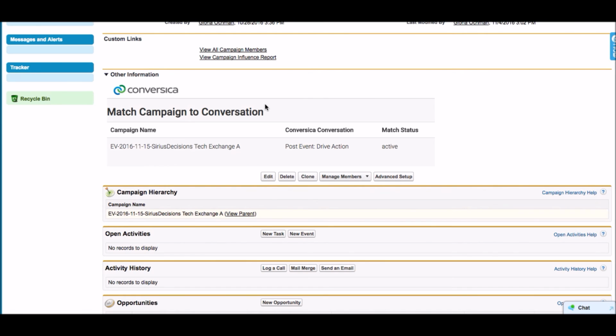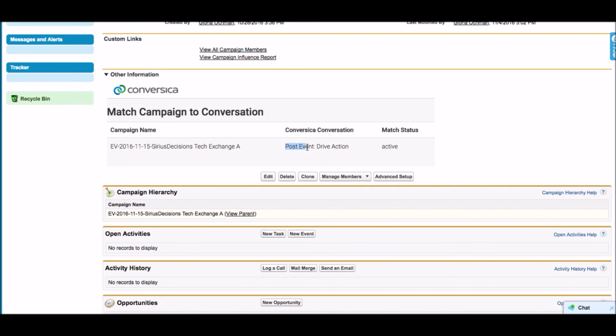So how leads or contacts in Salesforce get added to a Conversica conversation, a couple of ways you can do that. One, you can manually add them to a campaign. Two, you can use automation, using your marketing automation tool to design the workflow to add them to that campaign as well. So basically, this campaign is what you can see here, the conversation called post drive action.